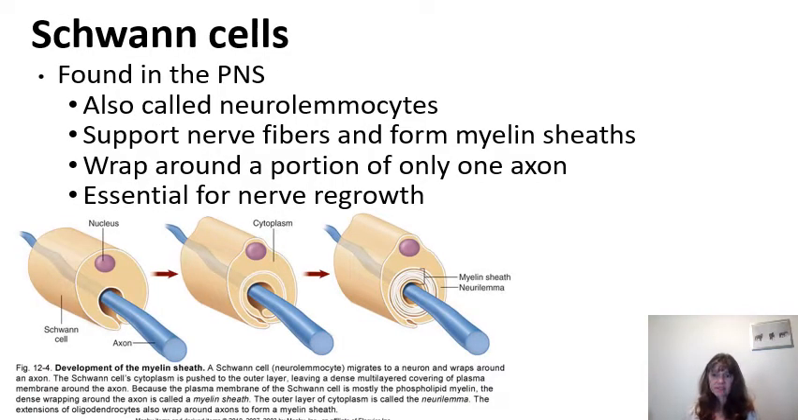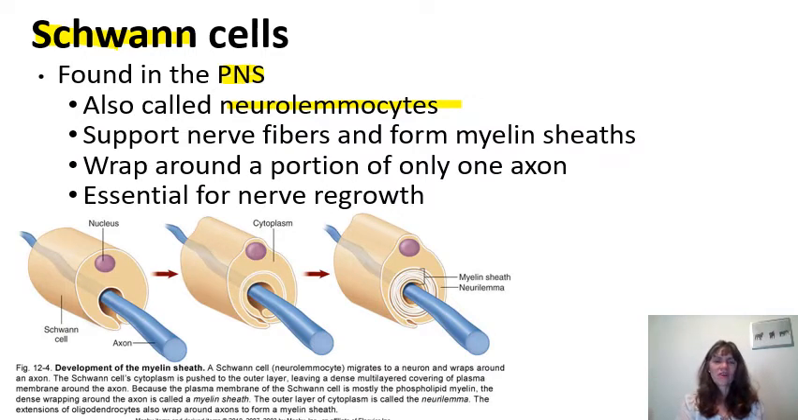Next, we're going to discuss the two different types of neuroglial cells found in the peripheral nervous system. The first type of cell we're going to discuss, which you should already be somewhat familiar with, is the Schwann cell. Schwann cells form myelin in the peripheral nervous system only. They are also sometimes referred to as neurolemmocytes. That's a mouthful.